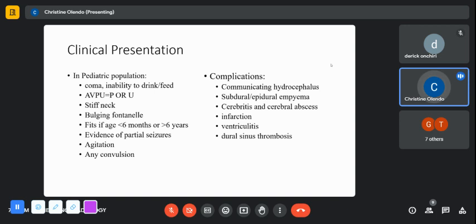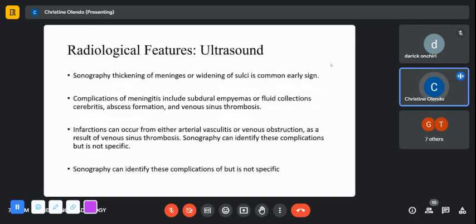The complications of this illness: you can have communicating hydrocephalus, you can have subdural and epidural empyema. You can have cerebritis and cerebral abscess, infarction, ventriculitis, and dural sinus thrombosis. Some of the complications are topics within themselves, so we'll go through them in the upcoming slides.